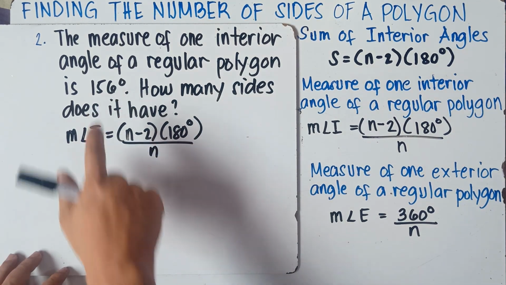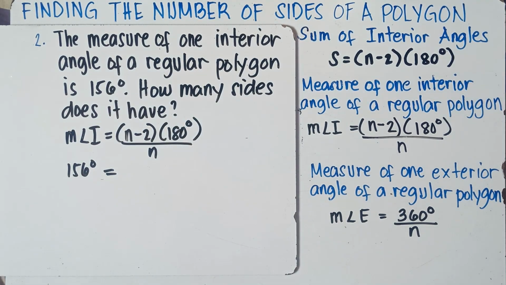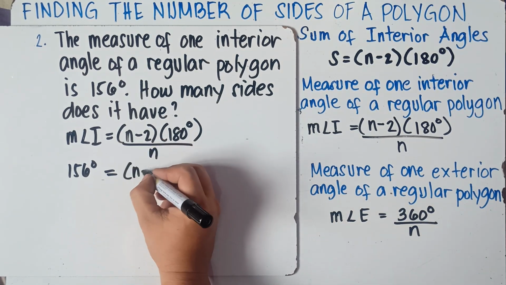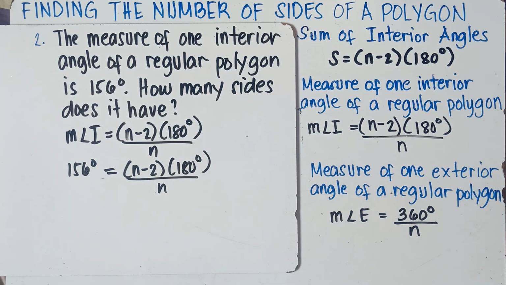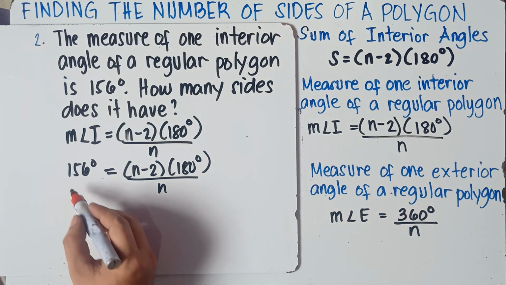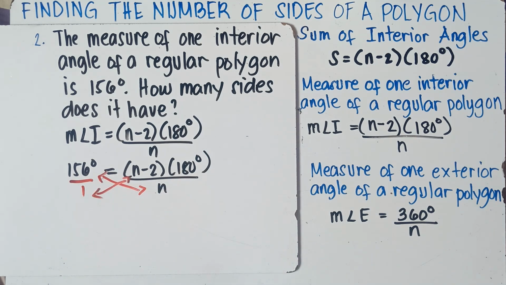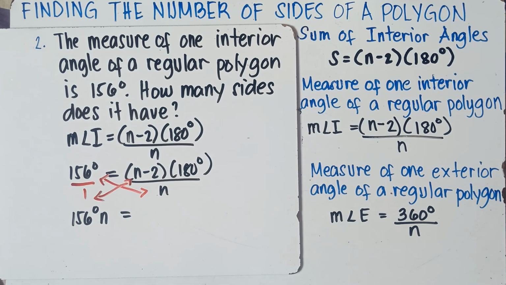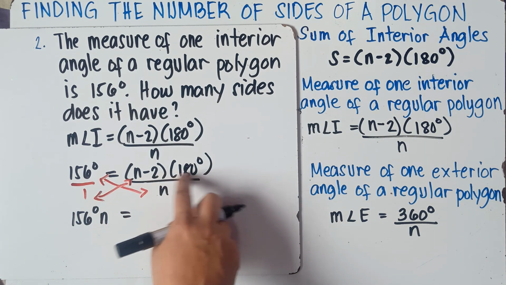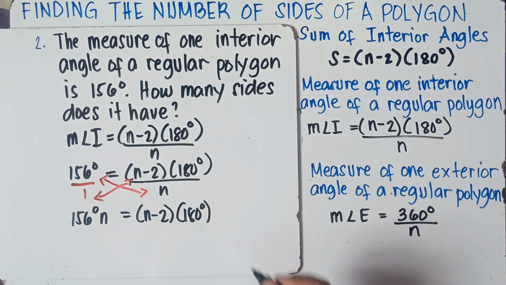So we are given the measure, that's 156 degrees. So copy this one, 156 degrees equals, copy this equation, n minus 2 times 180 degrees over n. To get the value of n, we can do cross multiplication. Let's simply cross multiply, class. Understood that there's a 1 here. So 156 degrees times n, that would be 156 degrees n equals 1 times this equation. Simply copy this equation, class: quantity n minus 2 times 180 degrees.